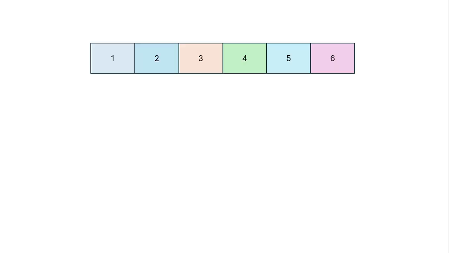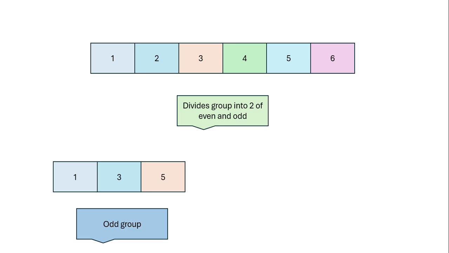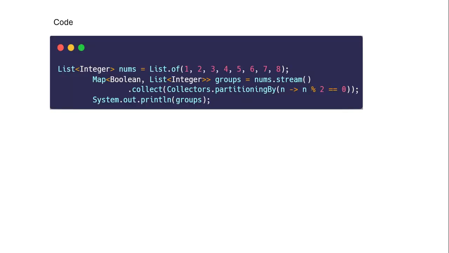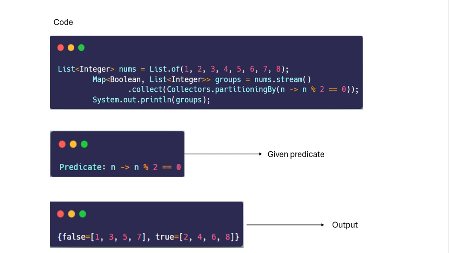This is a very simple example with a stream of numbers. Let's say we want to divide them into two groups, even and odd. We specify a predicate here to divide the numbers. Here is the code snippet. We have a list of numbers, we stream it and use the collect method, and within that you specify partitioningBy and this predicate, which we specify to divide the group. And the output, if you see here, we get it in this manner.